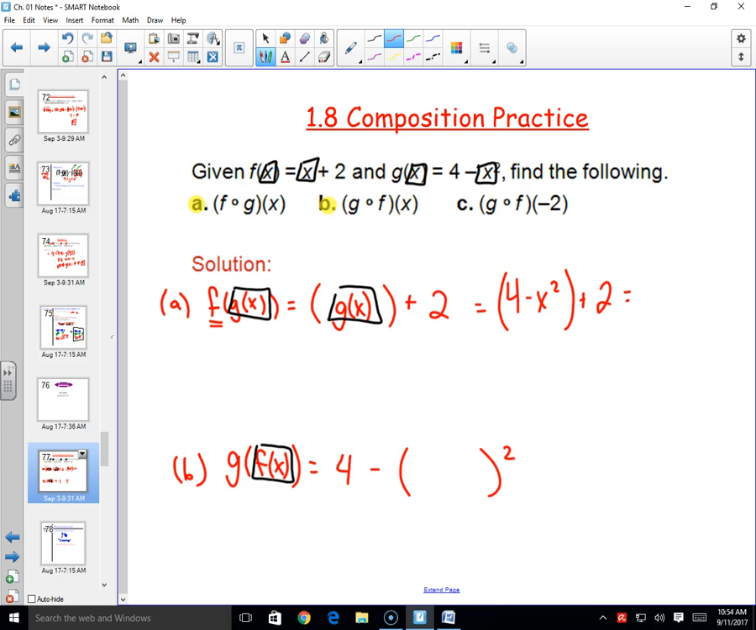Do you distribute or change the signs or change the quantities? What's on the outside? Just a positive one, which isn't going to change any of the signs. So at the end of the day, I am going to end up with 4 minus x squared plus 2, which ends up with 6 minus x squared. Who got the first one? Majority. Those of you that didn't, identify your mistake. Maybe even with a colored pen.